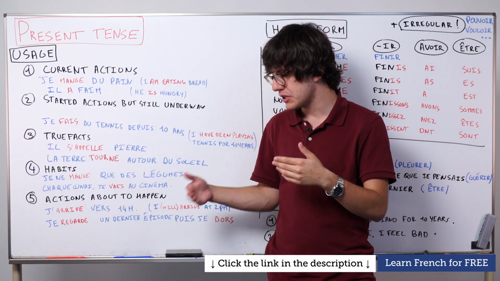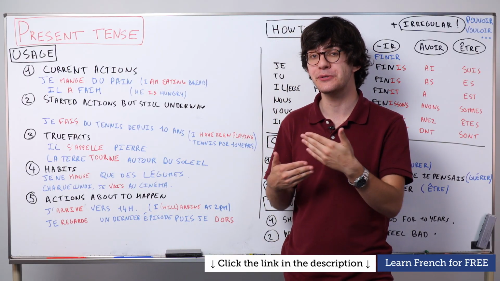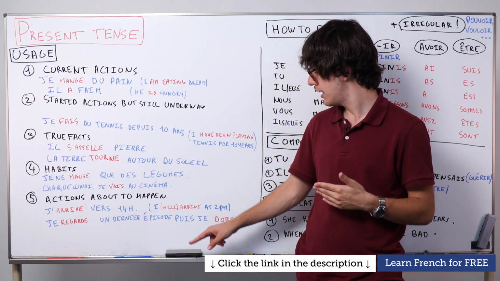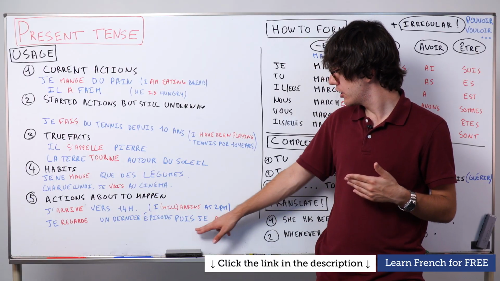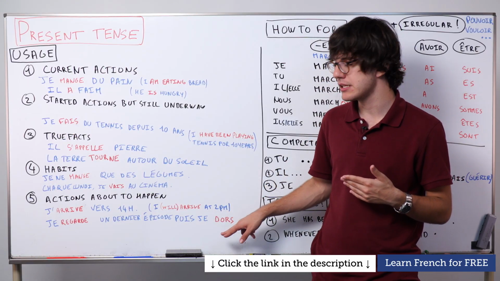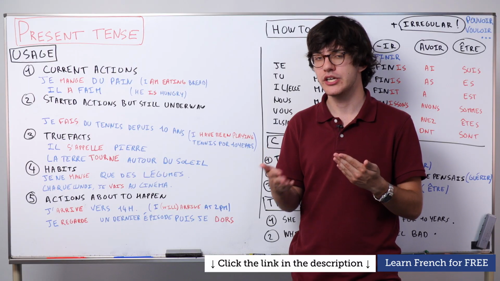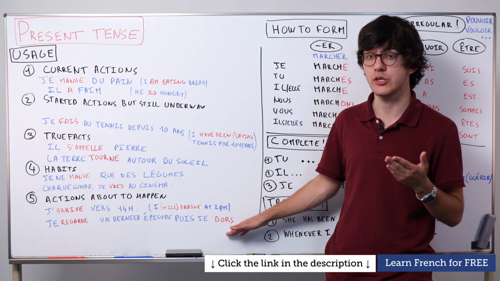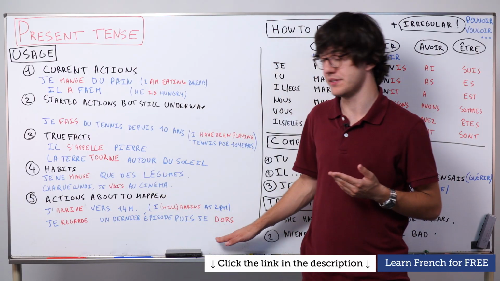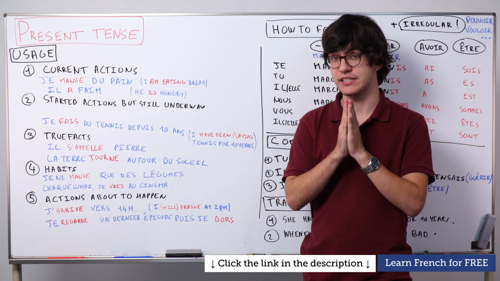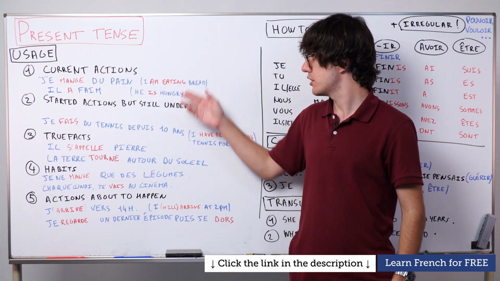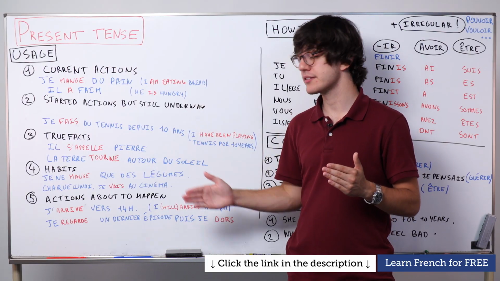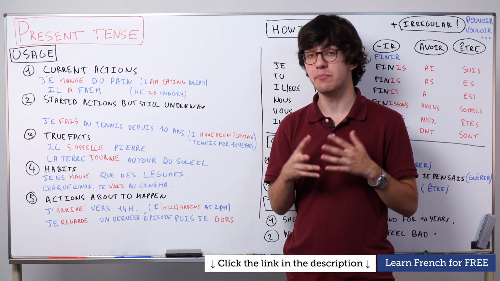But here, because you're about to start but you still haven't started yet, you use present. "Je regarde un dernier épisode, et puis je dors." Here again, when you use the present, it means, okay, I'm soon going to go to bed. It's just one last episode. So this is really about to happen as well. So for the two verbs, you use present. So you've got 5 different kinds of usages: current actions, actions that have started but are still underway, true facts, habits, and actions about to happen.